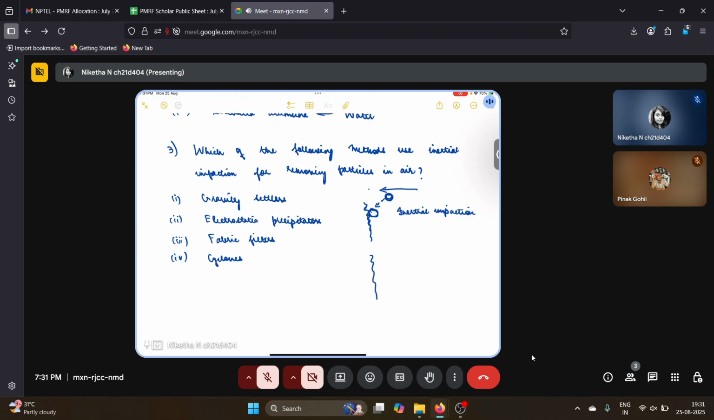So in cyclone separators, the mechanism is because of centrifugal force and gravitational force. Here it is because of inertial impaction. So here the surface will tend to impact on the particle. So that is how the particle comes in contact with the surface.